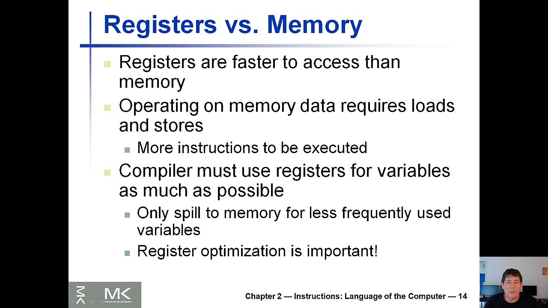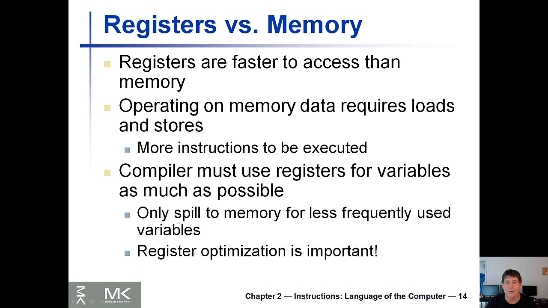So let's talk about registers versus memory. The first thing I need to point out is that registers are faster to access than memory. Not only are registers faster because they're directly accessible and actually live on the processor, but to access values in memory, you actually have to do the load word or the load address or similar things. Operating on memory data requires loads and stores, so that means you're going to need more instructions to do something.